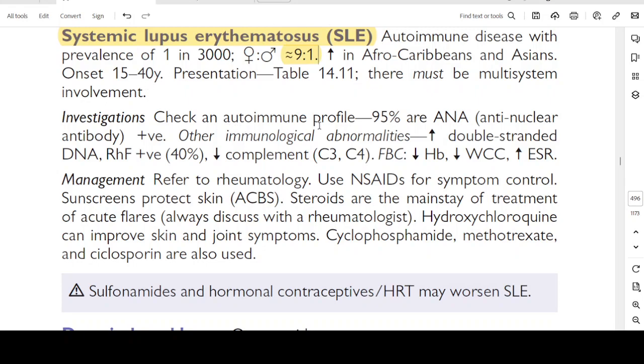Investigations. Check for autoimmune profile. 95% are ANA, anti-nuclear antibody positive. Other immunological abnormalities like increase in dsDNA, rheumatoid factor positive, decrease in complement C3 and C4, and then FBC. There is reduced hemoglobin, reduced white cell count, and increase in ESR. Management.